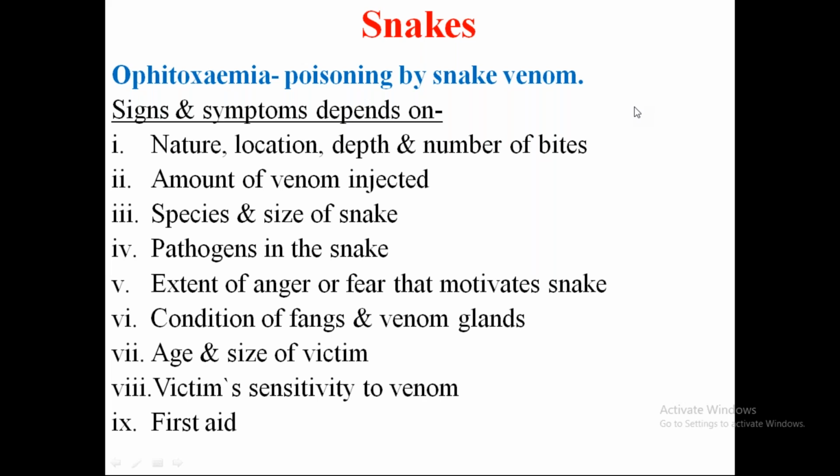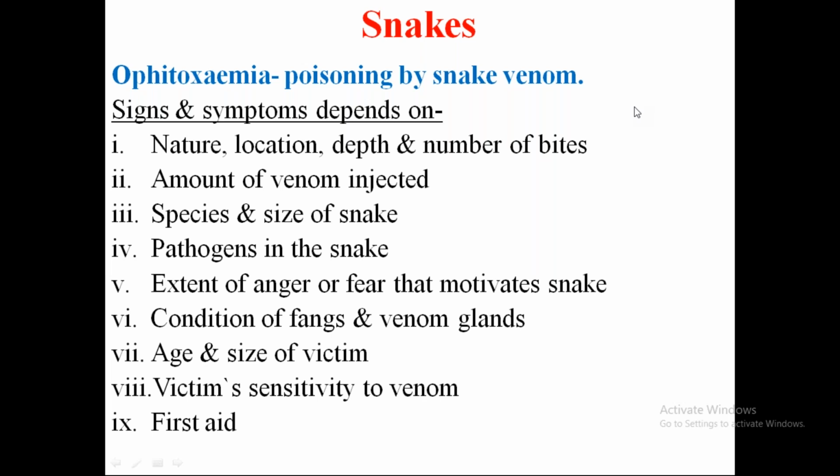And then also pathogens in the snake. So what are the pathogens that are present in the mouth of the snake? When they're biting the animal, definitely the pathogens are also injected inside the skin of the human, and they can cause more spread of disease and more widespread necrosis of the localized tissues. And the extent of anger or fear that motivates the snake, so this is also very important. The more the person makes the animal angry, the more fearful the bite will be.